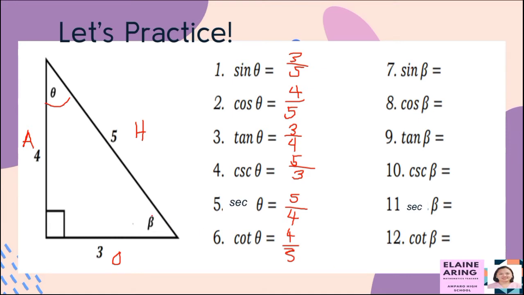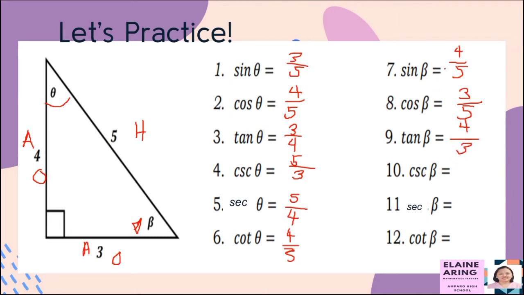Sine B naman. Ito yung pag-uusapan naman natin. Ang opposite niya na would be itong 4, and then adjacent niya na itong 3. Hypotenuse is same pa rin. So, ang sine B is 4 over 5. Tama? Si cosine B naman, adjacent, so 3 over 5. Tangent, we have 4 over 3.